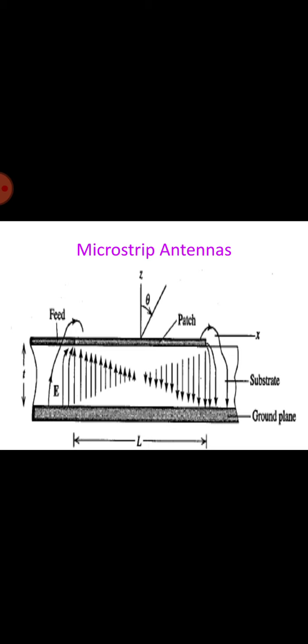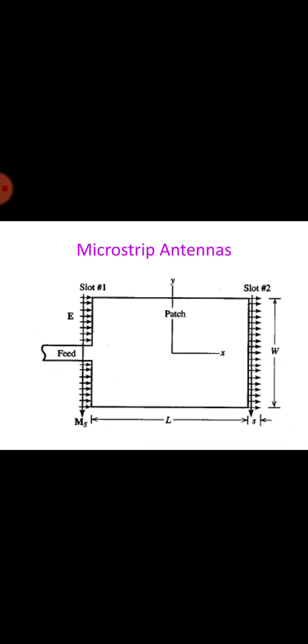So this diagram shows the fields along the microstrip antenna, and this is the top view of the microstrip antenna showing the length and width of the strip.